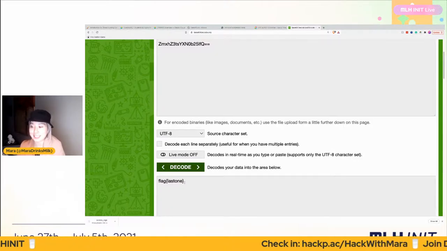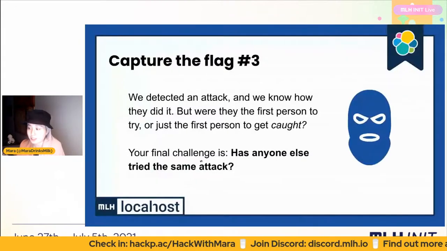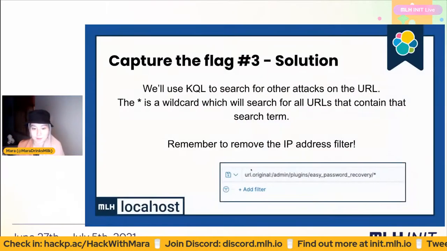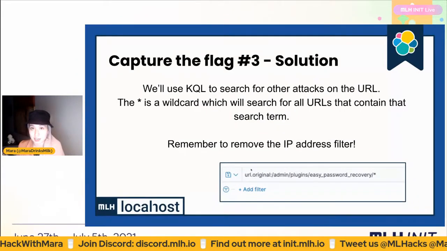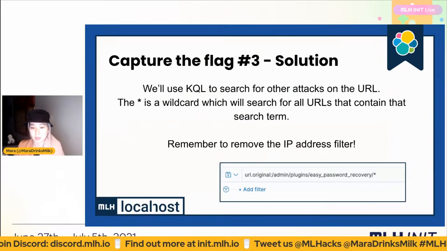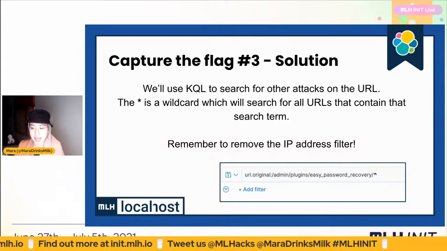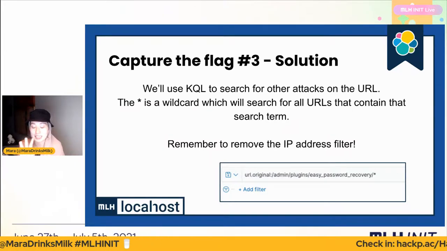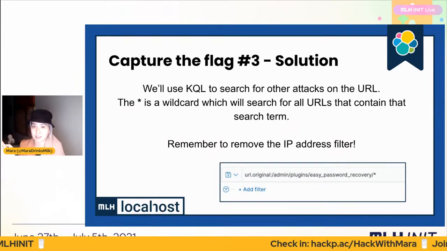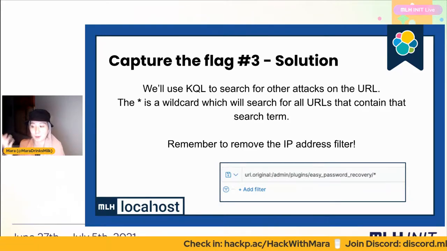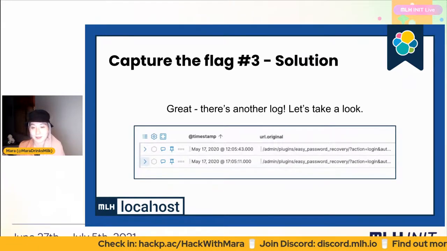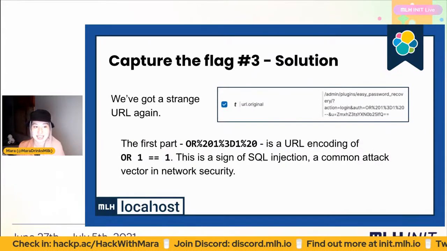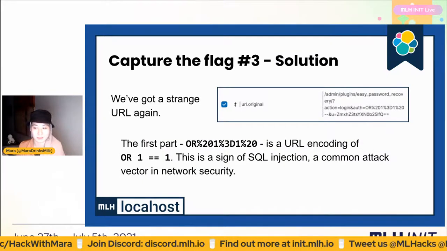So notice how there's patterns, and we keep building off what we did before. To recap how we did that, we made sure we got rid of the IP address filter, and we used the asterisk as a wildcard. We know the URL is going to start with admin, plugins, easy password recovery, but we don't know what the rest of it is. So we have the asterisk there for a partial result. Then we found that there's two logs, and we got that same weird URL again.